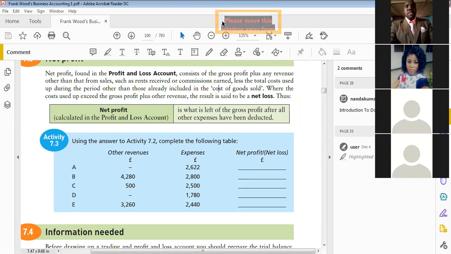So you're going to add now 677, which is your gross profit, plus other revenues, which is 4,280. That would equal how much, by the way? 8,257.